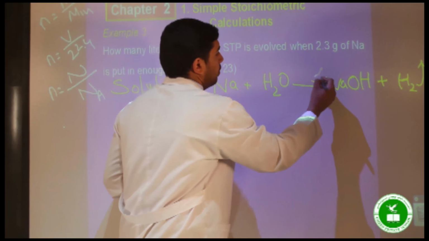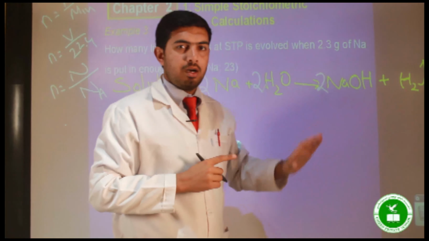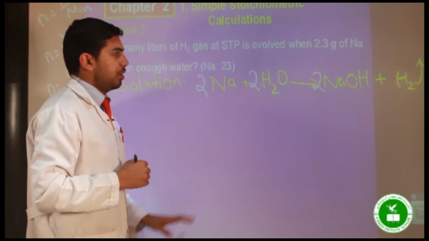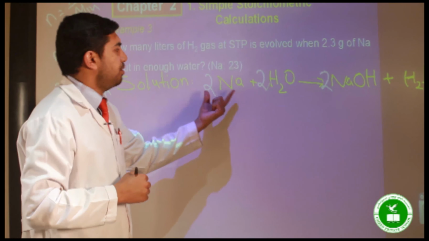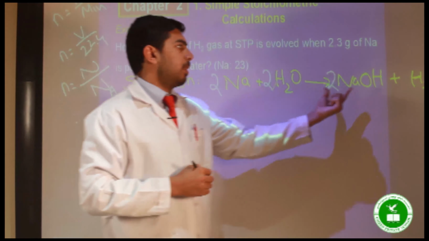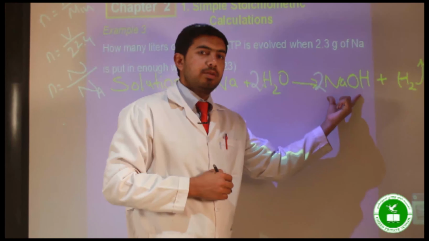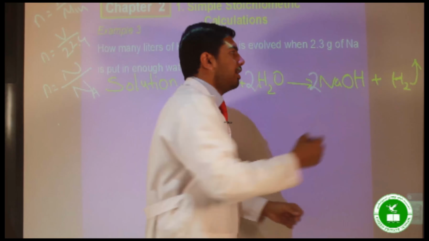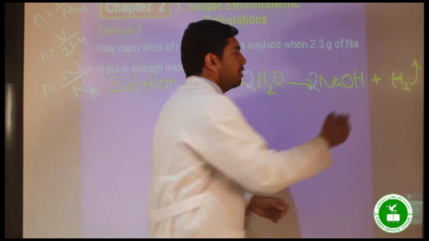We will multiply this by 2. This will become also 2. 2 sodium, it's okay. 2 oxygen, here is 1 oxygen. Multiply this by 2, 2 into 4. 2 oxygen, 2 hydrogen is all here. It's all balanced. So, in the exact reaction, if we use 2 mole of sodium with 2 mole of water, it gives us 2 moles of sodium hydroxide and 1 mole of H2.